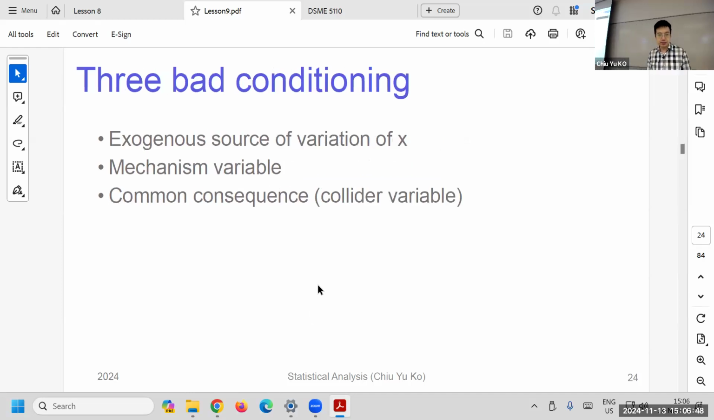Okay. So now we come after we have seen so many things. Now we want to tell you what should be in X, or rather, what shouldn't be in X. The three things that shouldn't be in X: you should not put the extraordinary variation of X in the regression. I'll tell you more: the mechanism variable and the collider variable. So what's that? Let me tell you an example, then you will see you should not put everything there.